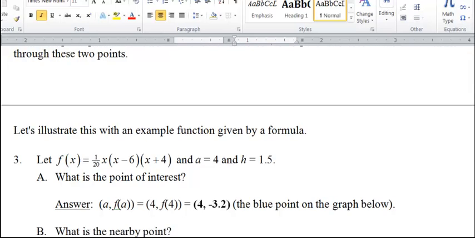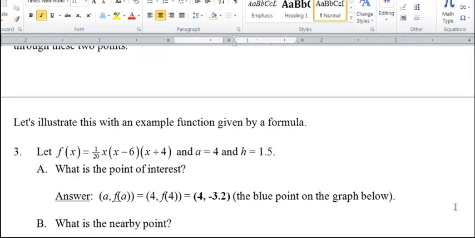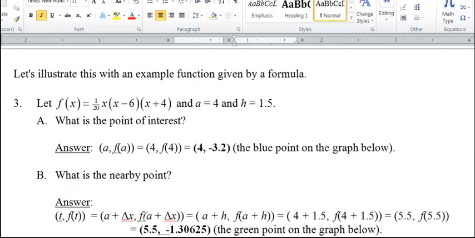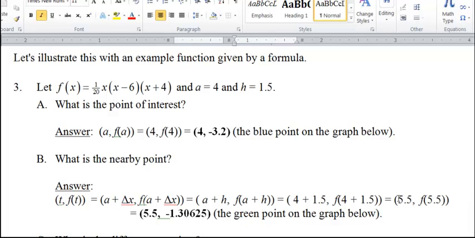Okay, in a minute. So what's the nearby point we're interested in? See if you can figure that out and then come back when you're ready. Pause. Okay, well, the nearby point is a plus h for the x. So 4 plus 1.5 is 5.5 for the x, right? And then we plug in 5.5 in this formula, 5.5 in place of x here, here, and here, and I just worked it out on a calculator, but we get that amount there.